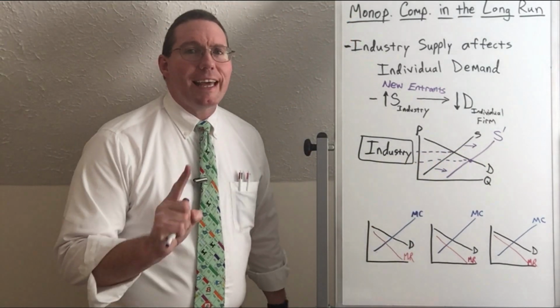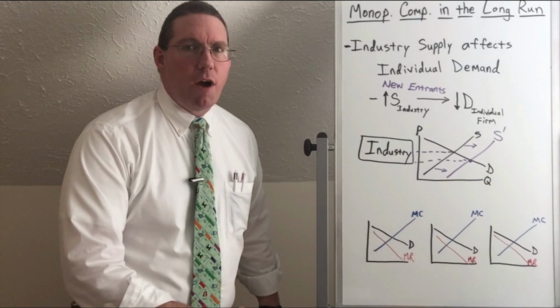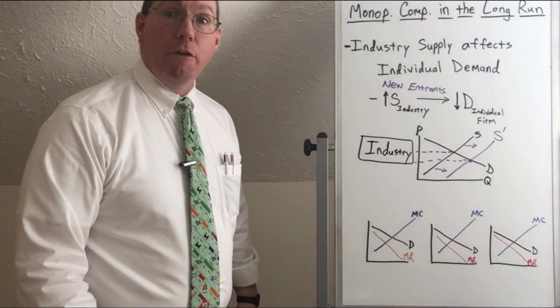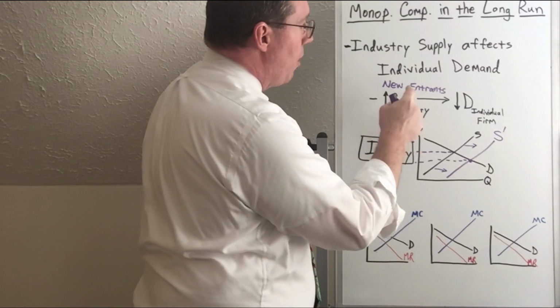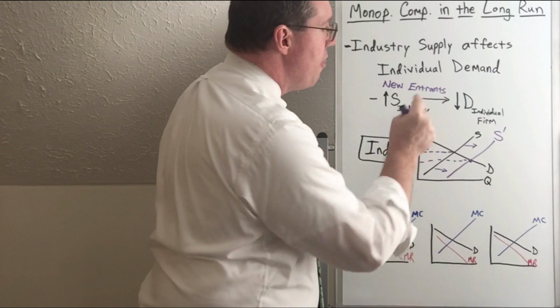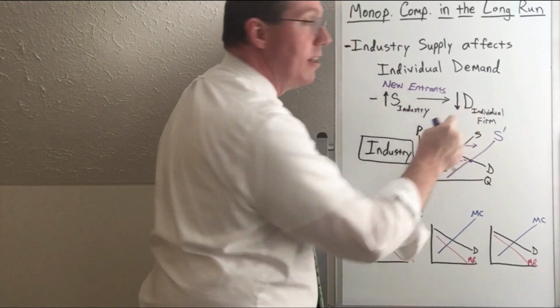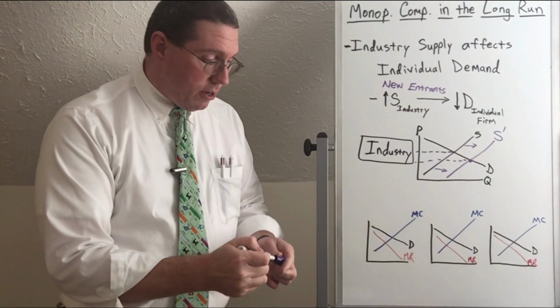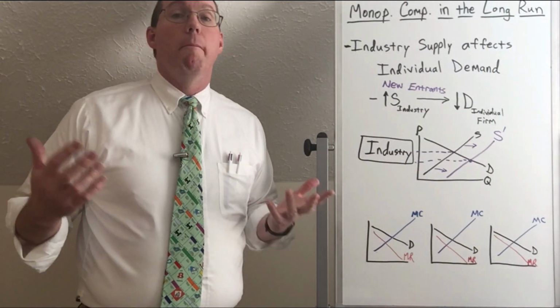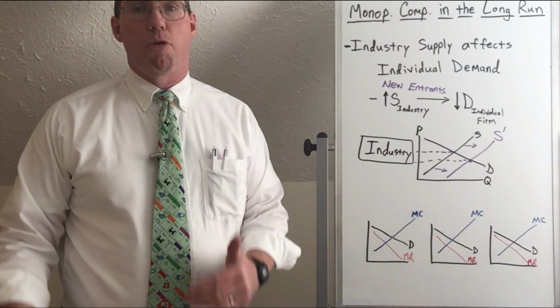But how can we account for that decrease in price at the individual firm level? Well, the way we account for it is this: when there are new entrants causing an increase in supply, that will then lead to a decrease in demand. Why is there a decrease in demand for each individual firm? Because now there are more companies selling the same product.